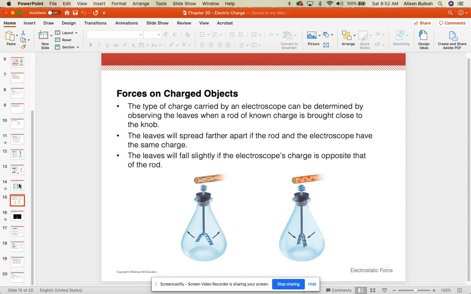And if I bring a positively charged thing nearby, I should see the effect of the extra electrons down there in the electroscope being drawn up, being attracted to the positively charged rod. So I should see the leaves fall. I should see them get closer together. So the leaves will spread farther apart if the rod and the electroscope have the same charge. The leaves will fall slightly if the electroscope's charge is opposite that of the rod. And I think all of this will be clearer when we see it in real life in kitchen physics.